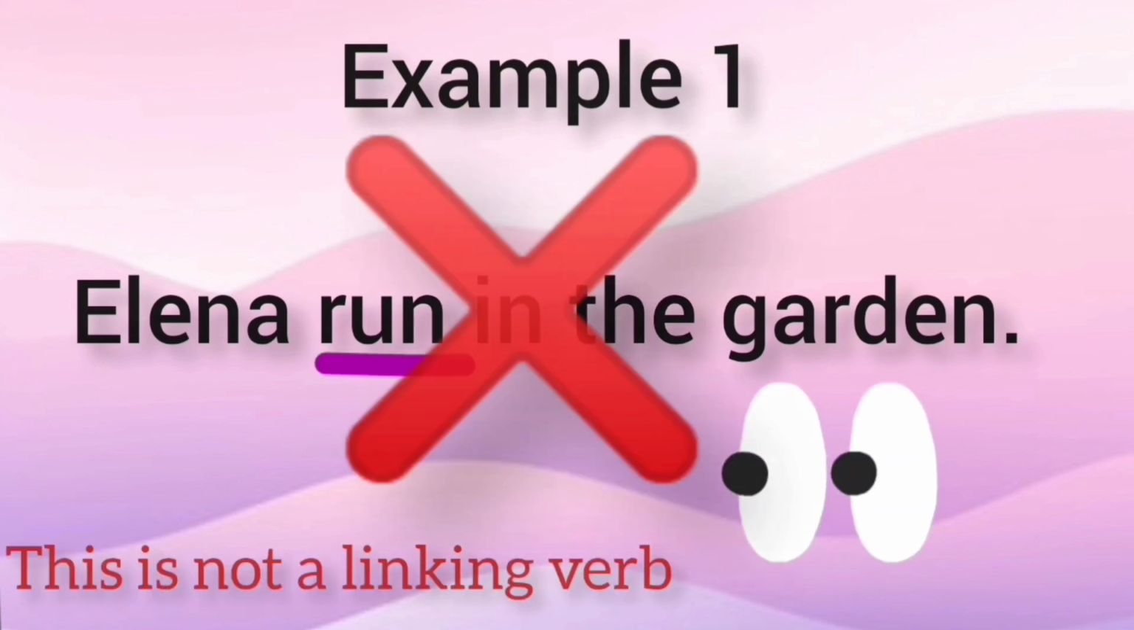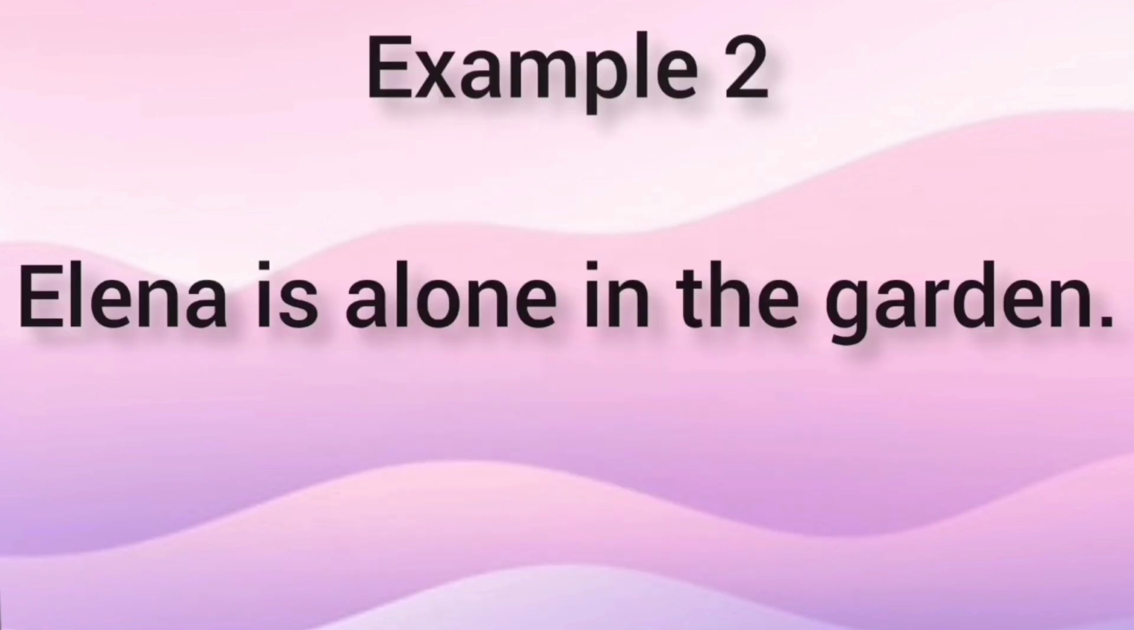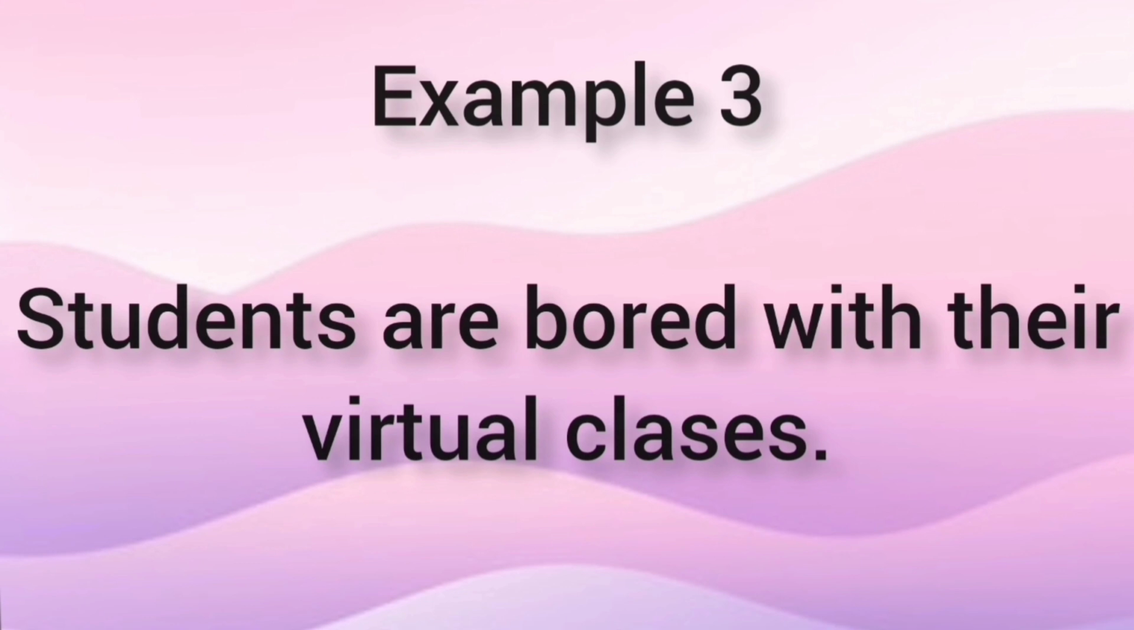Now, let's see another example. Elena is alone in the garden. The verb in this sentence is the verb to be, is. Elena is alone in the garden. Another example. Students are bored with their virtual classes. Here, are is the linking verb. We don't see the action, but we do know the subject information. Okay?